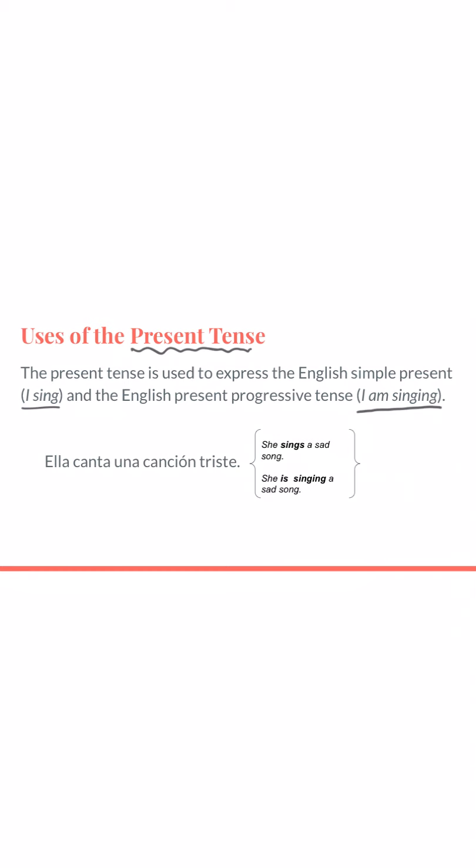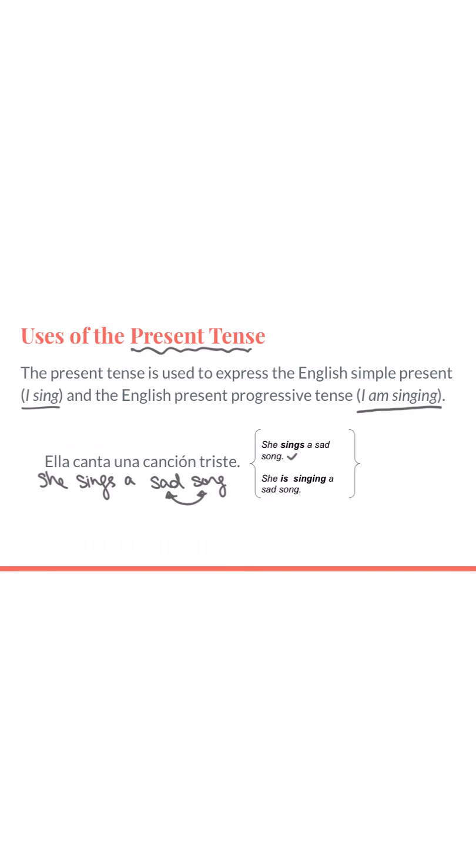So here we see a sentence. We have, ella canta una canción triste. This sentence translates to, she sings a sad song. Now notice we had to swap those in order to make sense in English. Canción triste, song, sad. In English, we know it as sad song. So we know this here.